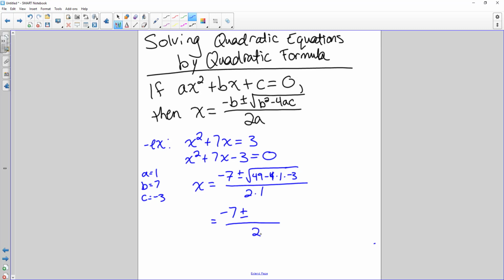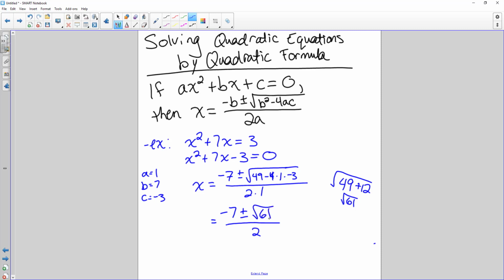Now inside the parentheses, I already did 7 squared is 49. If I do 4 times 1 times negative 3, that's going to be negative 12. Sometimes it helps to jot over to the side the work under the square root. So that's going to become a plus 12. So the square root of 61.